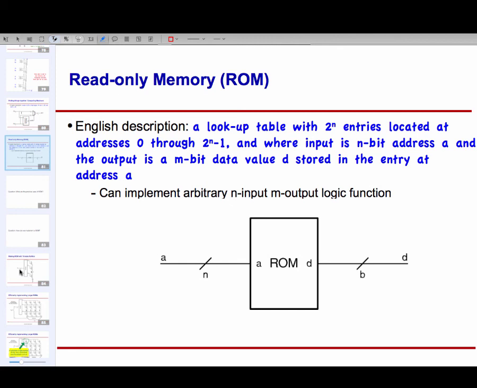Some common things to remember: 1K is 1024, so that's 10 bits. 1 meg is 1000 times 1000, 20 bits. 1 gig is 30 bit. 4 gig is 32 bit, and so on and so forth. Okay, so it's good to become conversant with that.